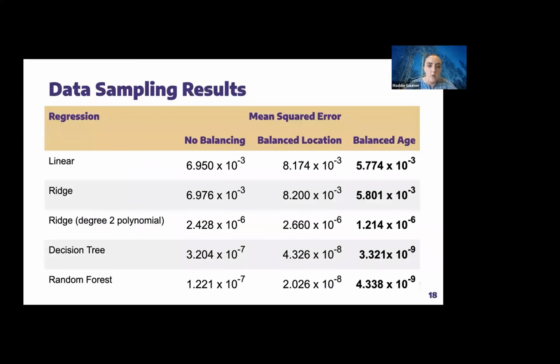From doing these results, we can compare what balancing location and balancing age did and how that affected our different models. As we can see, balancing location improved the models, specifically the decision tree model and the random forest model, giving a much lower mean squared error for both of those models. And balancing across age, so making sure that we're passing an even distribution of building ages to the model, improved all of the different regression models. So we can see from this that balancing the data is definitely an important factor and can improve the heating load estimates that we're outputting.